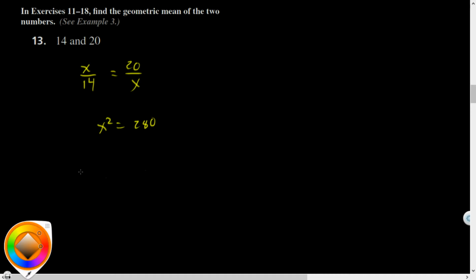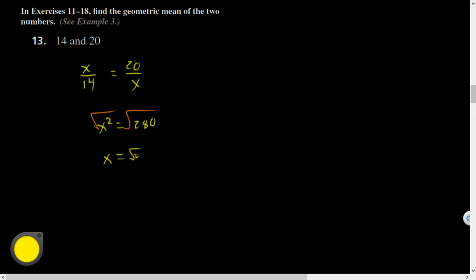And then I would root both sides. The geometric mean is going to be the positive number here. So x is equal to the square root of 280. What goes into that? 4 and 70. Can I break 70 down any further? No. So that's the same as 2 rad 70, which is the exact value of the geometric mean here.